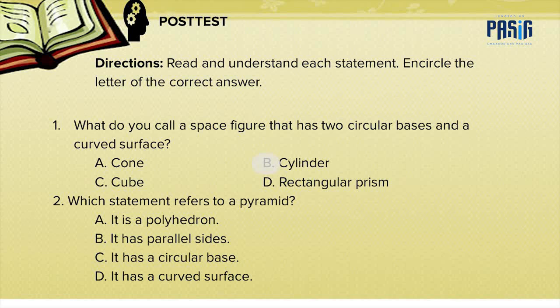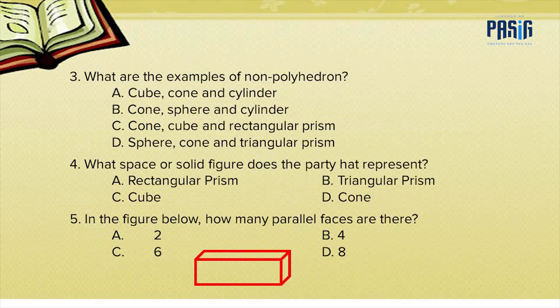2. Which statement refers to a pyramid? A. It is a polyhedron. B. It has parallel sides. C. It has a circular base. D. It has a curved face. And the correct answer is A. 3. What are the examples of non-polyhedron? A. Cube, cone, and cylinder. B. Cone, sphere, and cylinder. C. Cone, cube, and rectangular prism. D. Sphere, cone, and triangular prism. And the correct answer is D.